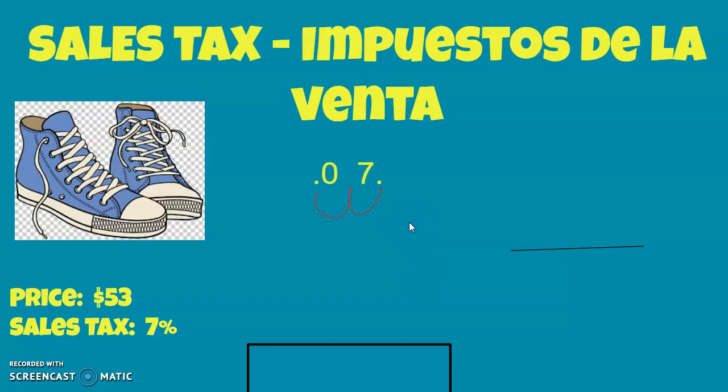So this 7%, I'm going to move that imaginary decimal 2 places to the front. So now 7% turns into 700ths, 0.07. So ese 7% se va a convertir en 0.07. So now I can figure out my sales tax just by multiplying. I'm going to multiply $53 times 0.07. Tengo que multiplicar $53 por 0.07, que es el ingreso de la venta, para encontrar cuántos impuestos voy a pagar.